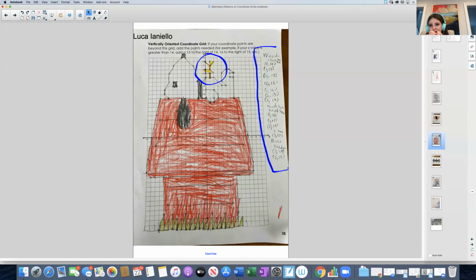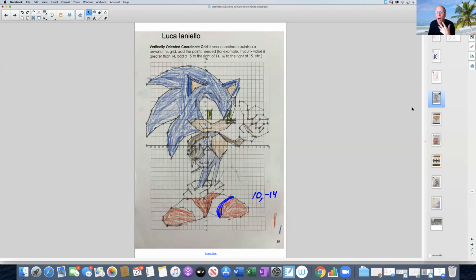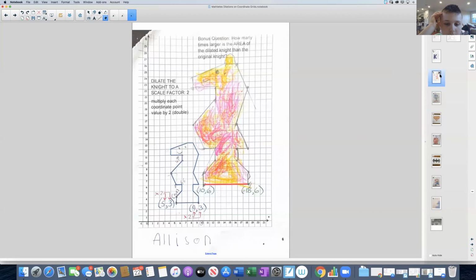He also did Superman, which is kind of cool, very symmetrical, but not entirely symmetrical. And then he created Sonic the Hedgehog, a beautiful, beautiful job. I really, really love it. I'm not sure why I was writing coordinates on top of his drawing. I'll just erase those.